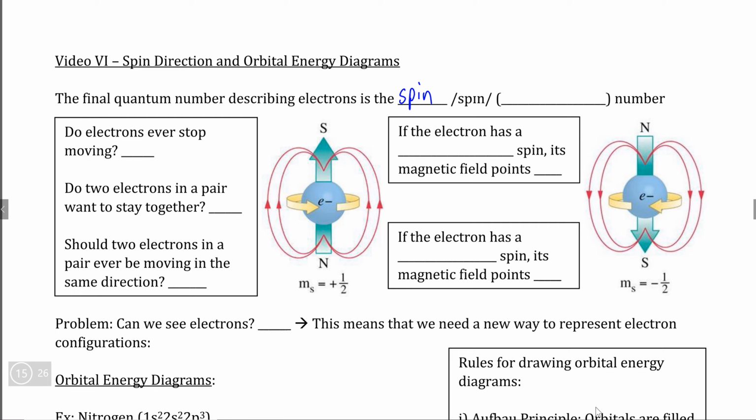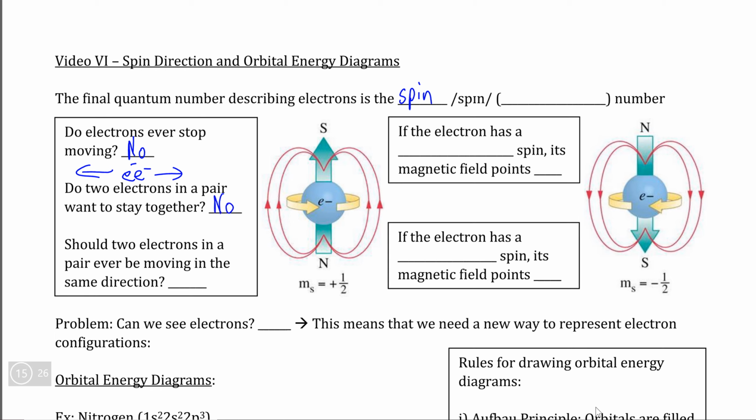Number one, do electrons ever stop moving? Well, that's a pretty solid no. As long as they have kinetic energy, electrons will keep moving indefinitely. Number two, if you have two electrons that exist within the same orbital and form a pair, do they want to stay with each other? Well, since they both have negative charge, they're going to repel away from the other, and the answer is again a hard no.